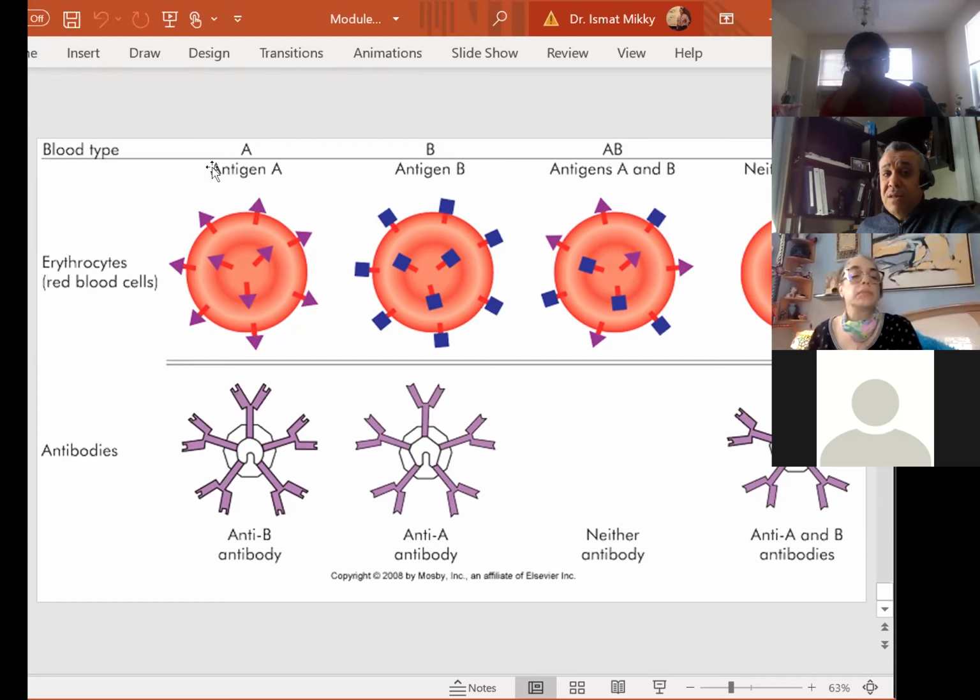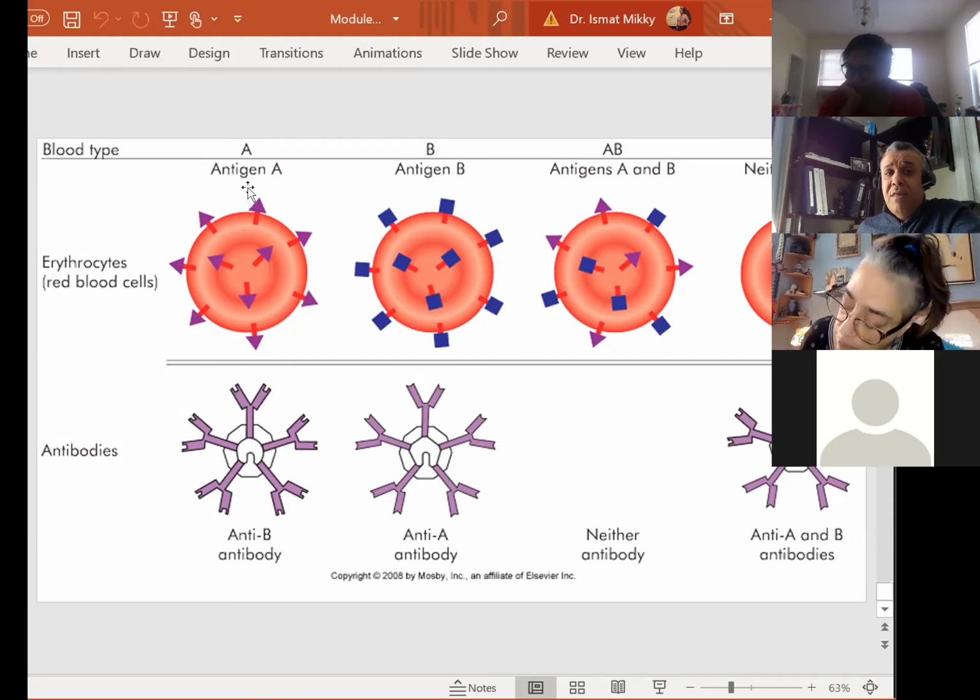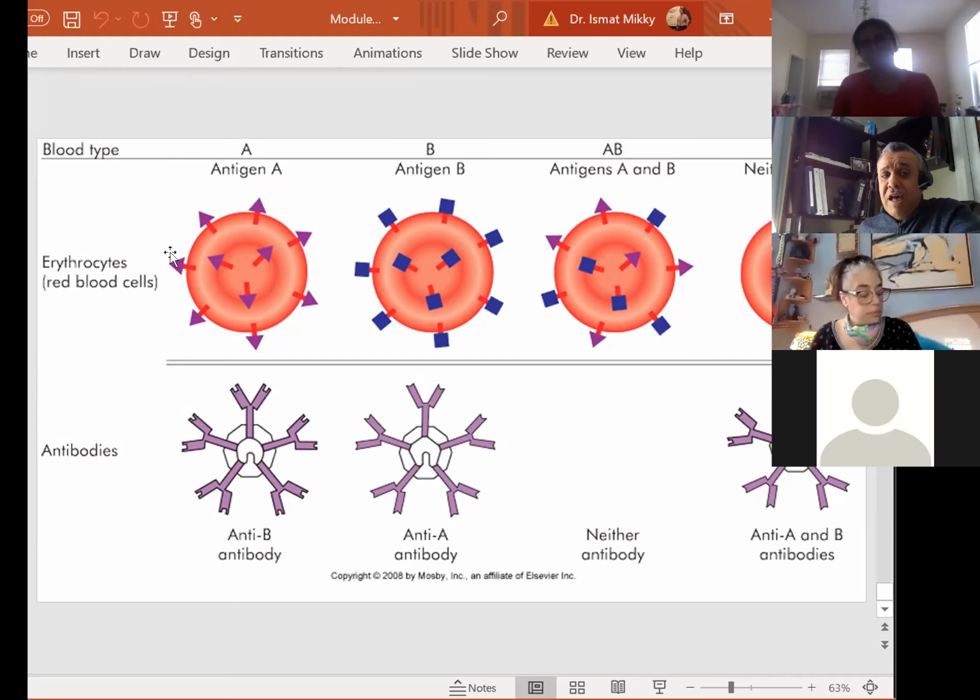So patient with group A, whose blood type is A, their body, their RBCs, this is the erythrocyte, this is the RBCs, red blood cells. It should have A antigen on the cell surface. And then in the plasma, what's floating in the plasma, they have anti-B antibodies.